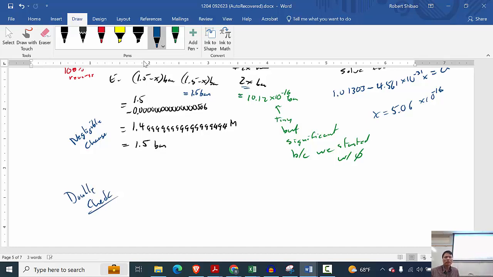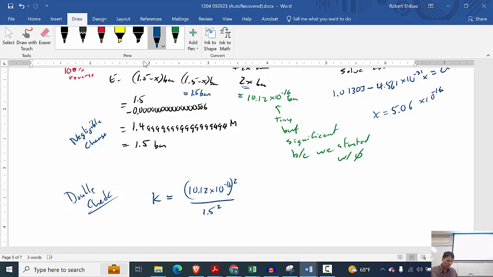I always do the double check. So if it comes out wrong, then I'll start looking for what happened. And so I need to take this 10.12 times 10 to the minus 16 and square that. And then I'm going to divide this by 1.5 and square that. Or I can plug in this long number, but if I plug in that long number, it's not going to make much difference, do you think? 1.499. No, it's barely going to make any difference at all.